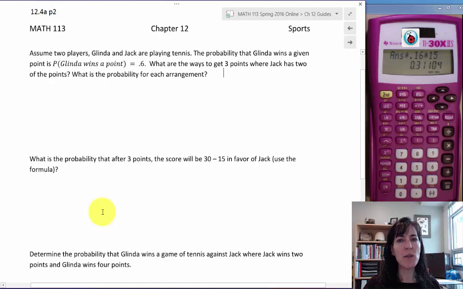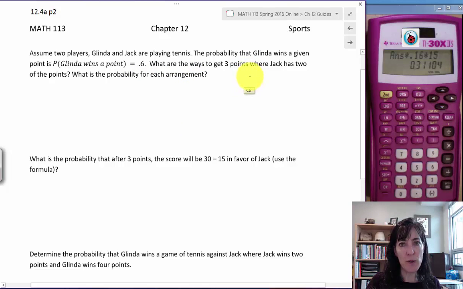Let's take a look and see if we can figure out how that formula works. So assume two players, Glinda and Jack, are playing tennis. The probability that Glinda wins a given point is 0.6. What are the ways to get 3 points where Jack has 2 of the points? What is the probability for each arrangement?